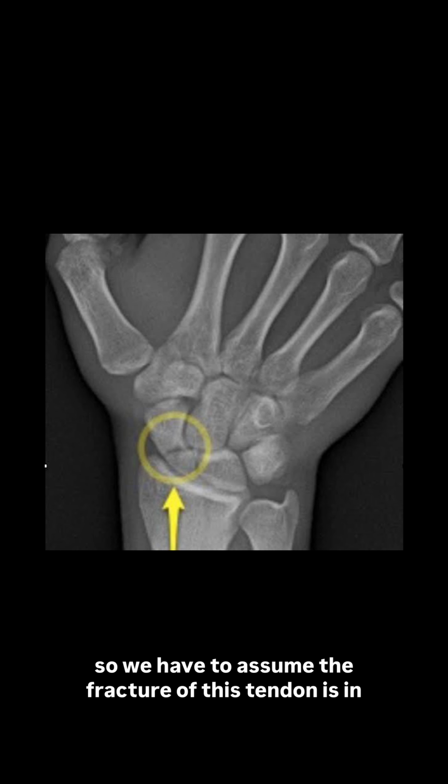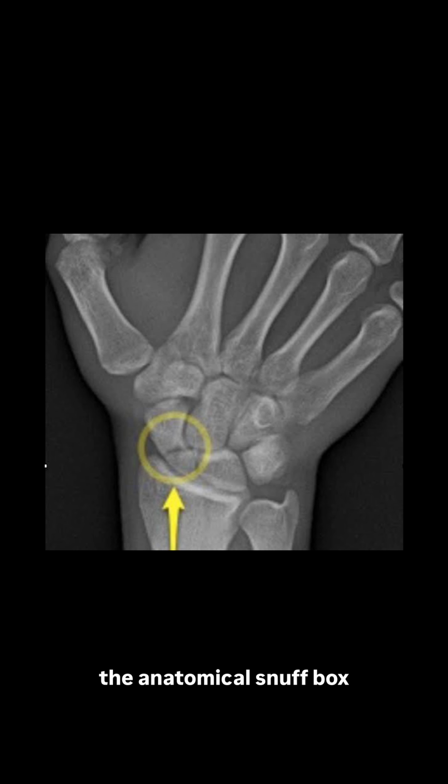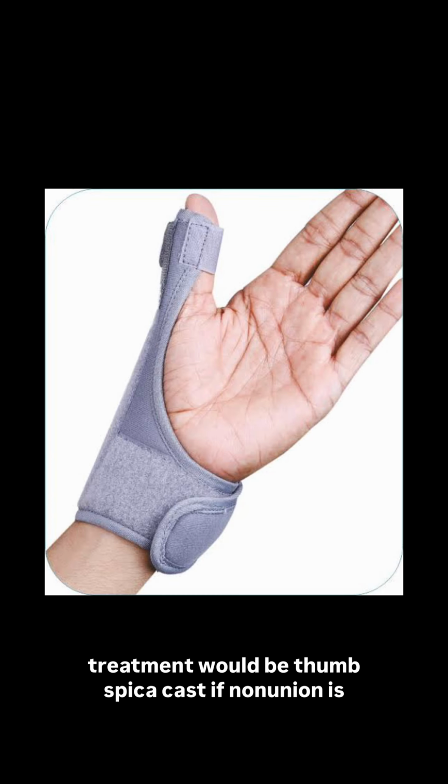Treatment would be thumb spica cast. If non-union is present, then we have to do open reduction. With proximal third fractures, there are chances of avascular necrosis.